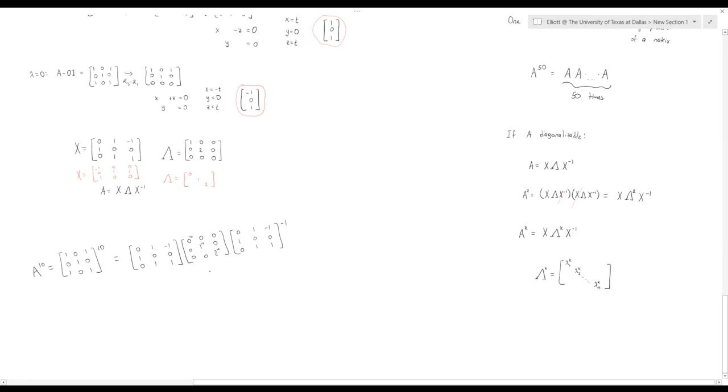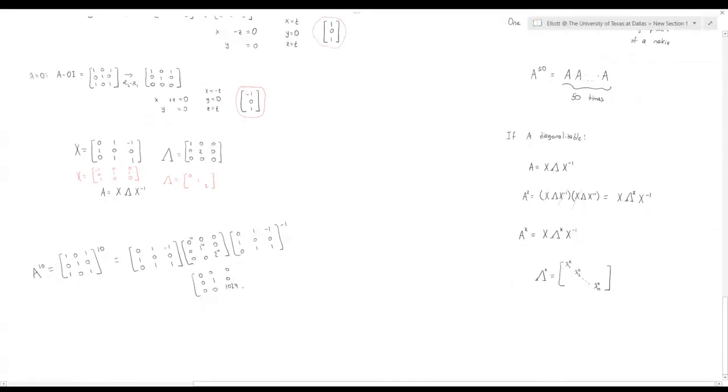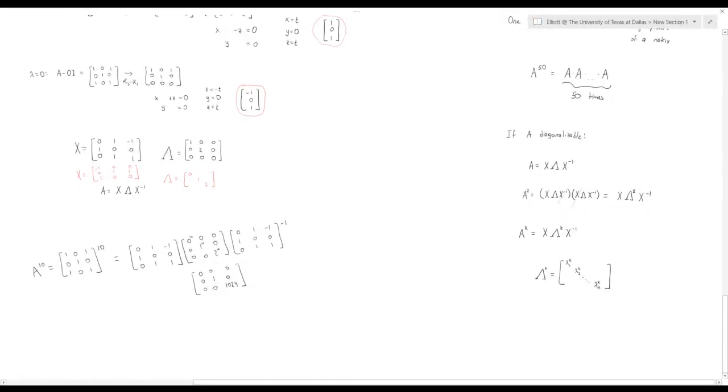So in this case, 0 to the 10th power is 0, 1 to the 10th power is 1, and I know 2 to the 10th power is 1024. So if you just multiply these three matrices together, that will give you A to the 10th power, is the idea, okay?